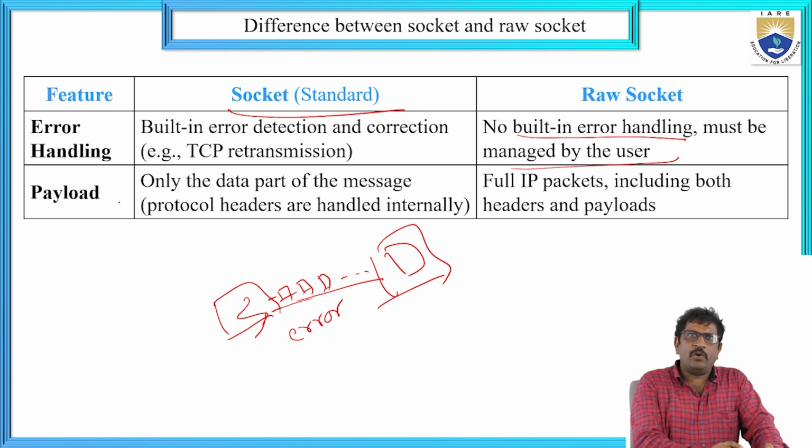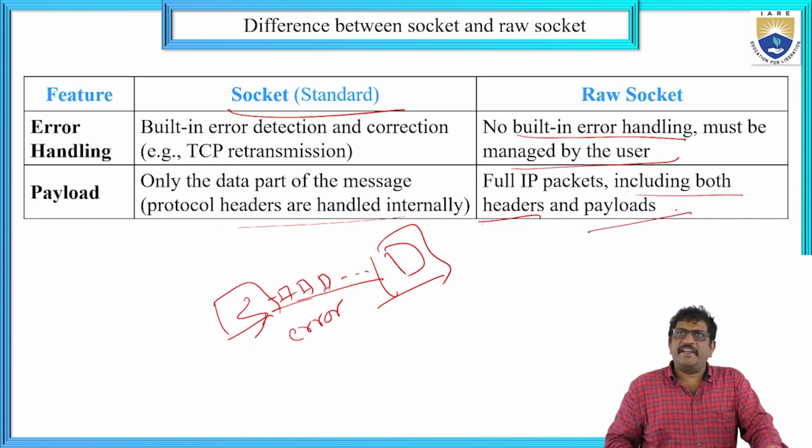And payload means only the data part of the message. That means the protocol headers are handled internally. And full IP packets means including both the headers and payloads.